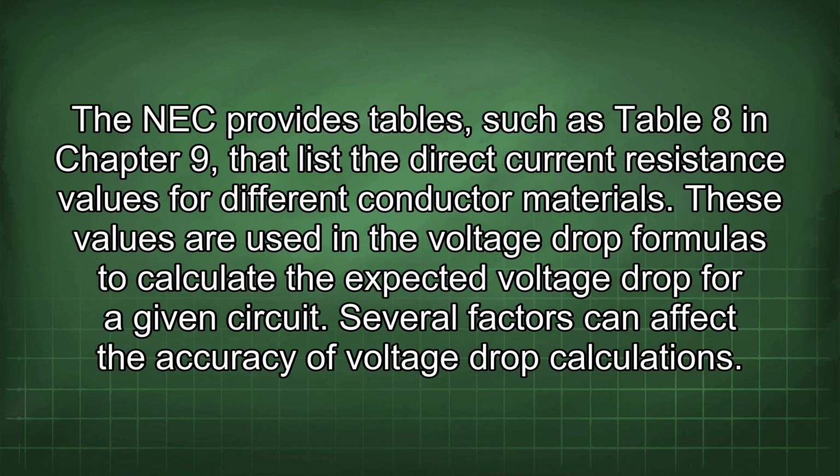The NEC provides tables such as Table 8 in Chapter 9 that list the direct current resistance values for different conductor materials. These values are used in the voltage drop formulas to calculate the expected voltage drop for a given circuit. Several factors can affect the accuracy of voltage drop calculations.